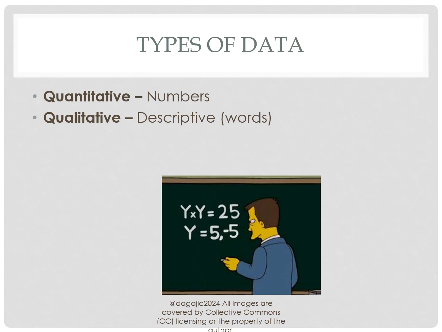Data can also come in the form of quantitative, which is numerical data. A handy tip to remember this is quantitative has an N in the middle of it, N for numbers. Qualitative is descriptive data, so data in the form of words. And a handy way to remember that is qualitative has an L in the middle for letters.